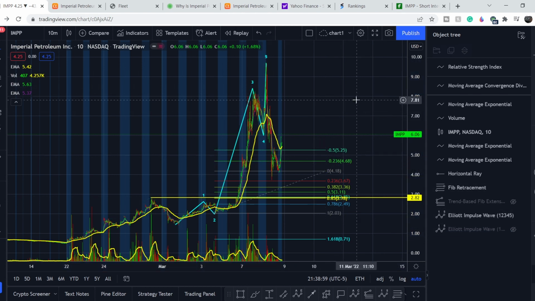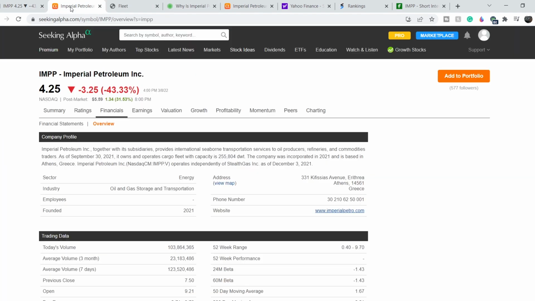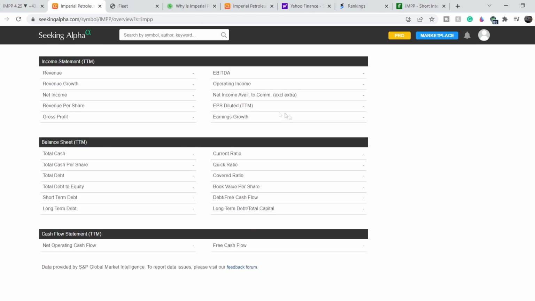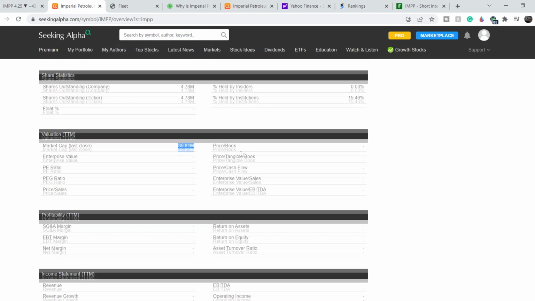So I will continue in just several minutes, and for now let me show you some fundamental news related to this company. And first of all, let's start with the company profile. Imperial Petroleum Inc, together with its subsidiaries, provides international seaborne transportation services to oil producers, refineries and commodities traders. And for now, this company has a total market cap of $35.81 million, and we don't have any more information about this company right here.